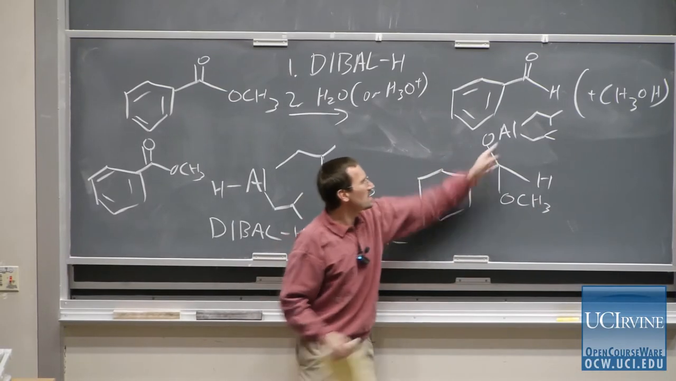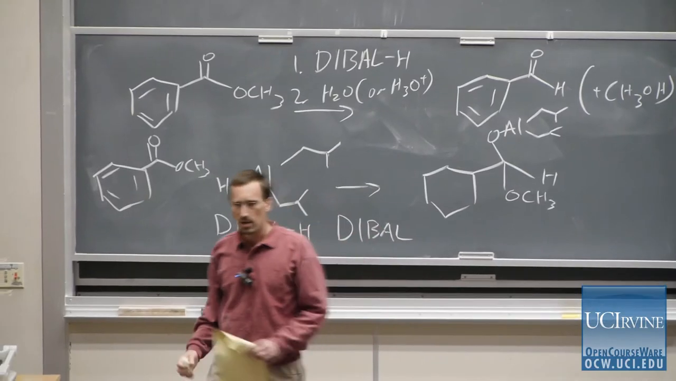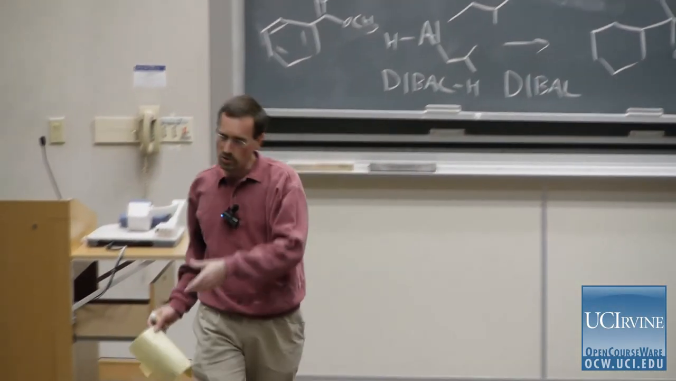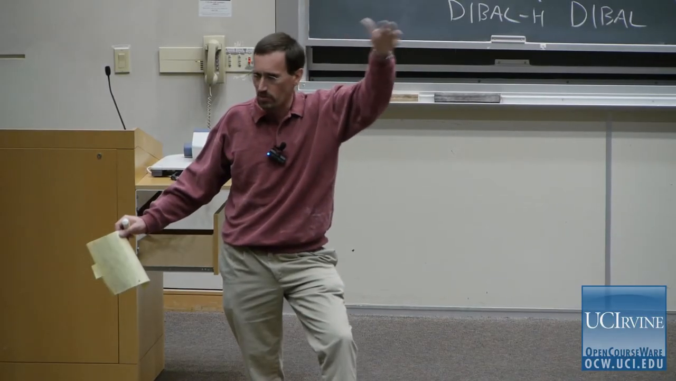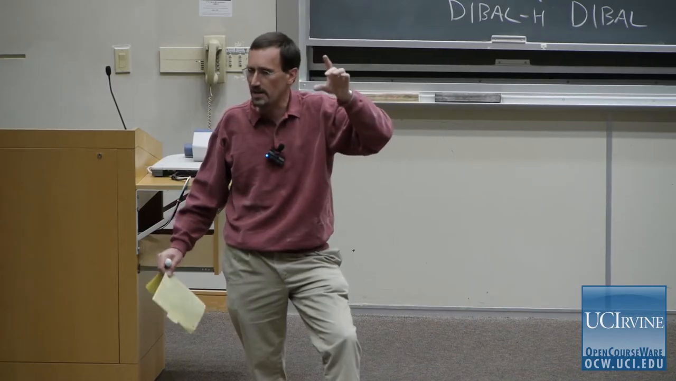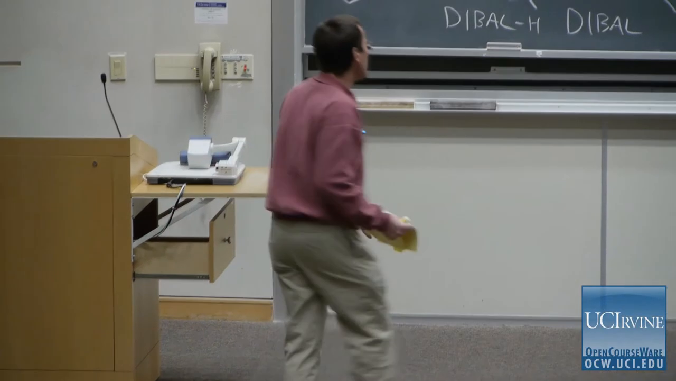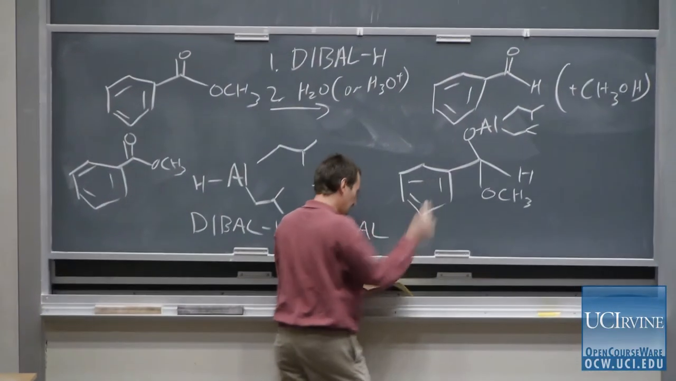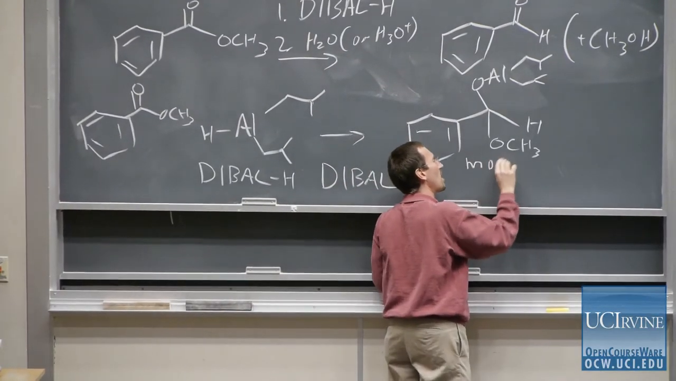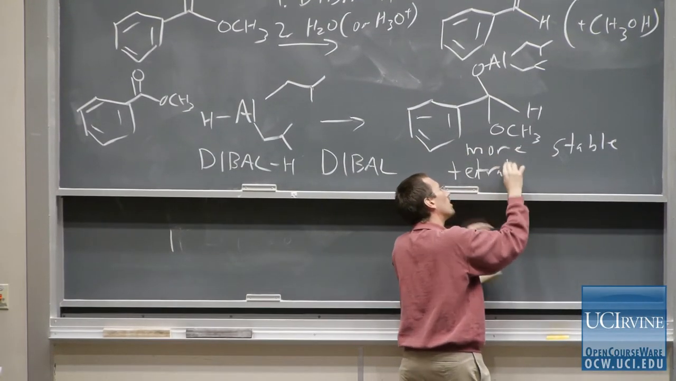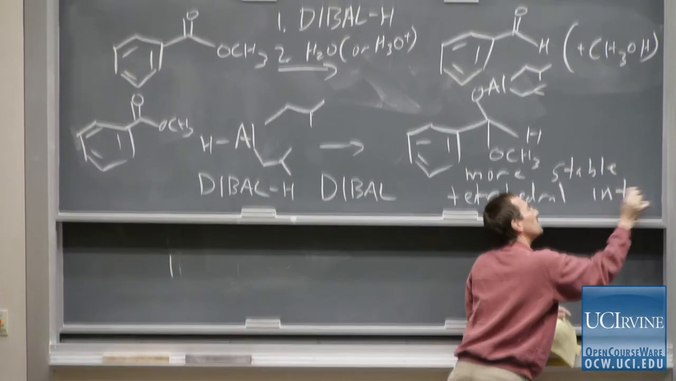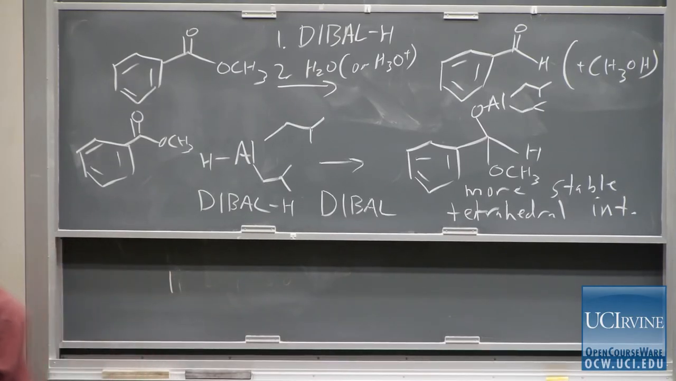But the main thing is, because the aluminum oxygen bond is very strong, stronger and more covalent, again, it's this notion of degree of covalency, degree of ionicness. Because aluminum is a little bit less electropositive than, say, a lithium, you have more covalent bond character, you form a very strong bond to oxygen, and you have a tetrahedral intermediate that's stable enough to not break down. I'll write it as more stable tetrahedral intermediate. In other words, your tetrahedral intermediate is sufficiently stable that until you carry out the aqueous workup, until you add water or you add aqueous acid, it sticks around.